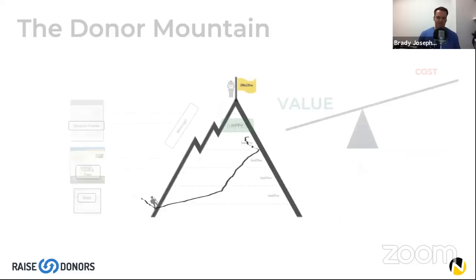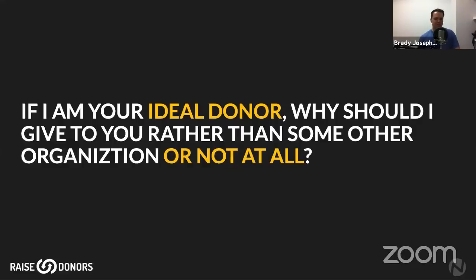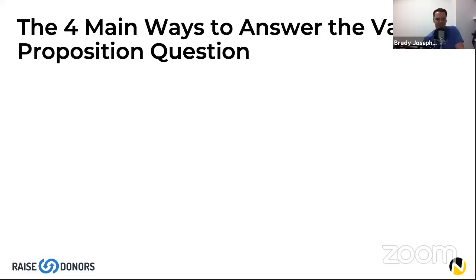And again, when we look at the donor mountain, it's that message piece. This is your value proposition. And the question that you need to answer throughout the giving process, but also on the donation page, is this: if I'm your ideal donor, why should I give to you rather than some other organization, or not at all? They don't have to give, so "or not at all" is a key part of that equation. There's really 4 main ways that you can answer it. First, do they want it?